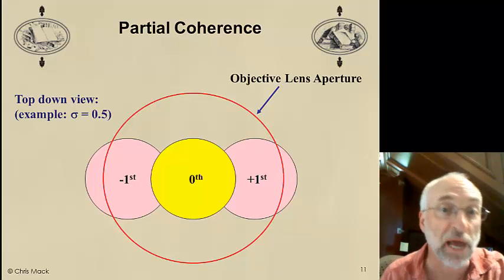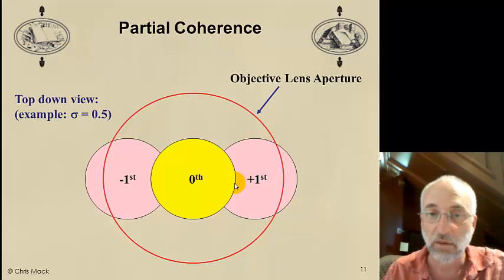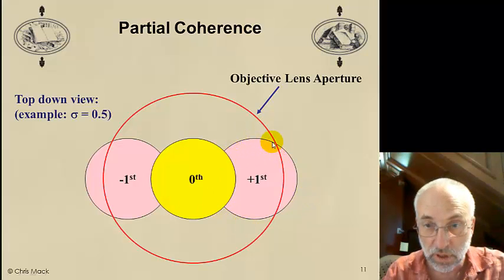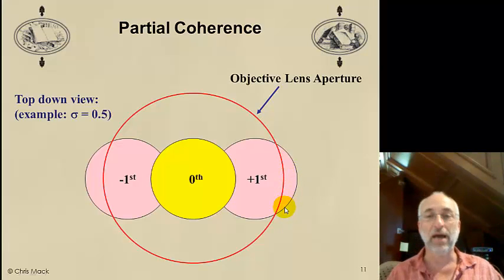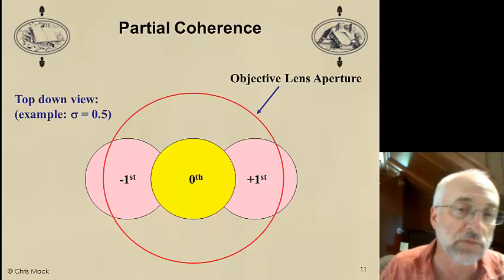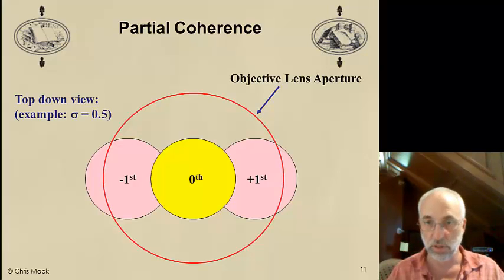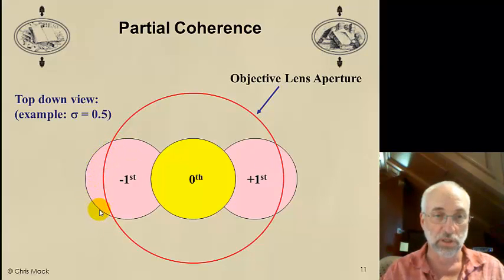How does this impact imaging? Well, I think you can see that all of the zero order is captured, but not all of the first orders. See, the plus first order, some of this is captured, because here I show the outline of the objective lens, but there's a region over here which is left out. This region is lost. It's part of the plus first order which is not captured. Over here I have part of the minus first order that's not captured.